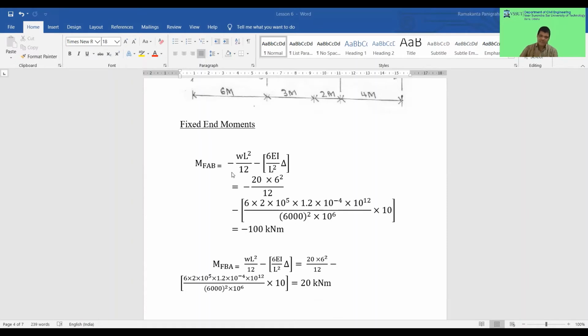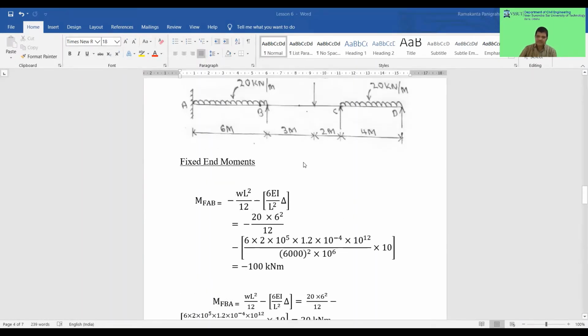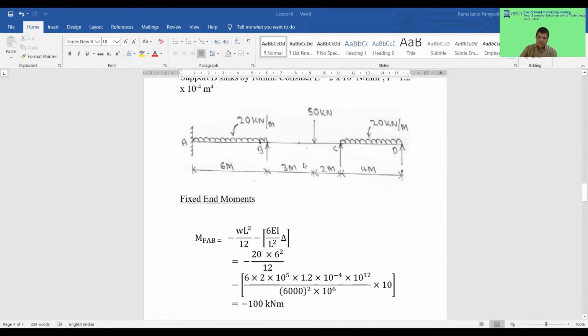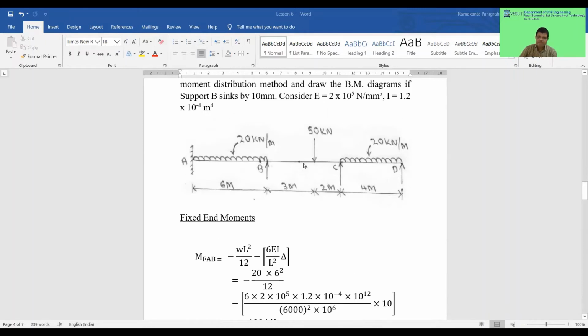Now here you see what is MFAB. It will be minus WL square by 12 minus 6EI delta by L square. You know all the values, WL, EI, all the values are given. And you should consider the units. You see the E value is given as 2 into 10 power 5 Newton per millimeter square. I is in meter 4, 10 power minus 4.